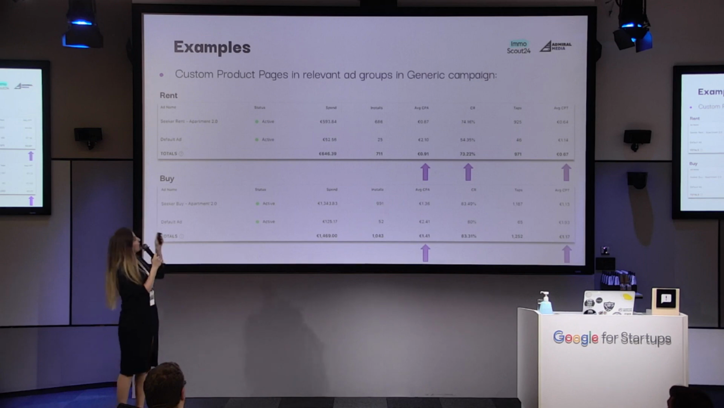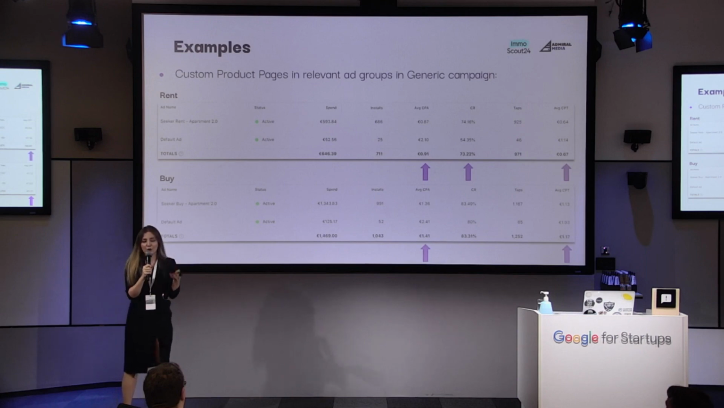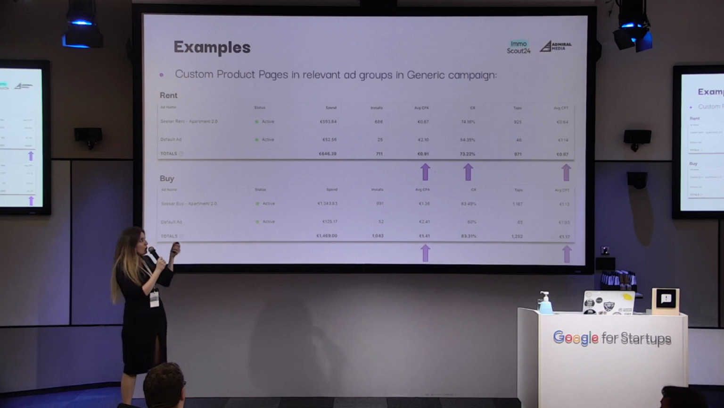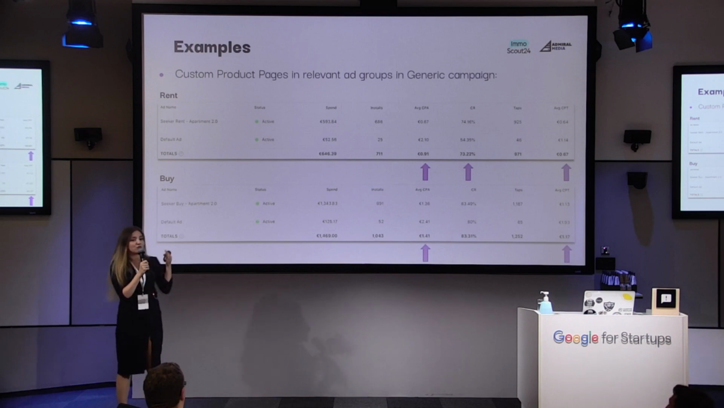These 2 custom product pages, the screenshots here are from the generic campaign. However, we have tested them in competitors as well. But we didn't do that with the idea to improve the performance. We did it because we wanted to identify which offering is more important for users who are searching for our competitor brands. So we can use custom product pages not only to improve performance, but actually to understand our target audience better.